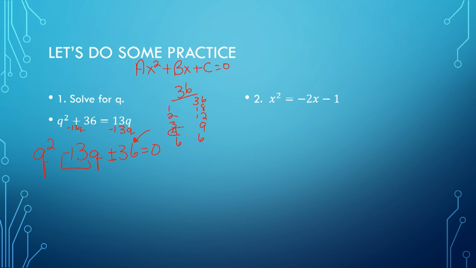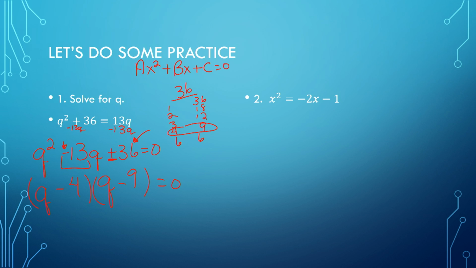Yes, 4 and 9. So let's go ahead and build those two binomials. Now remember, this second operation tells me, since it's positive, that both of my operations are going to be the same as the first. So I'm going to have 4 and 9, 4 and 9, and then I'm going to have my Q and my Q.